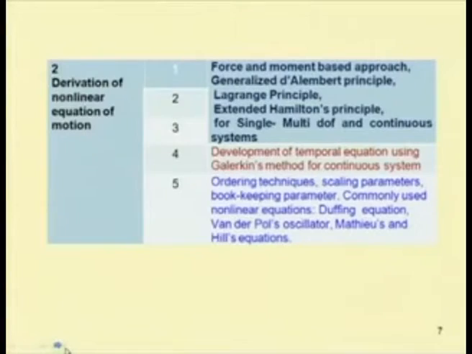Welcome to the second module of nonlinear vibration. In the first module we presented the introduction of nonlinear systems, and in this module we are going to discuss the derivation of nonlinear equation of motion. In the first three classes I will tell you about the force and moment based approach, generalized D'Alembert principle, Lagrange principle, and extended Hamilton principle for single and multi-degree of freedom and continuous systems.